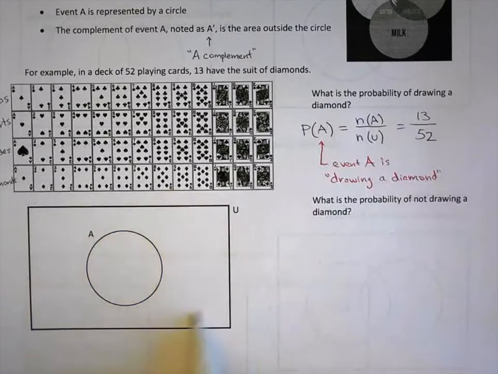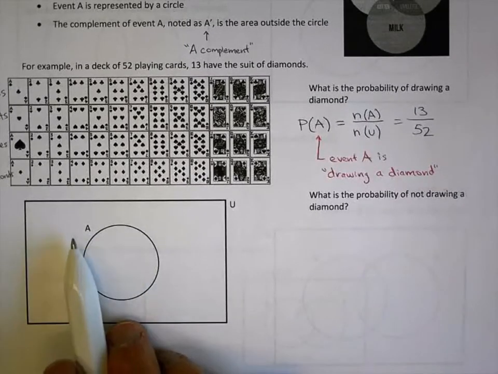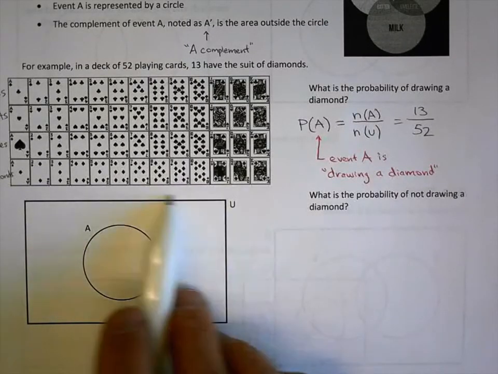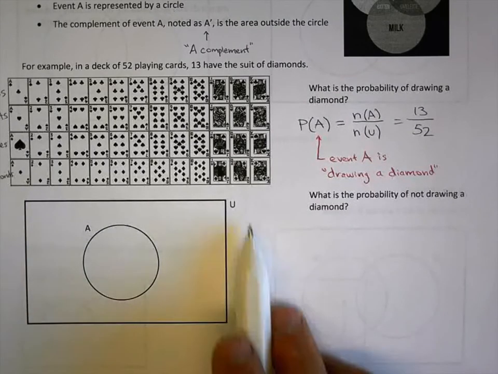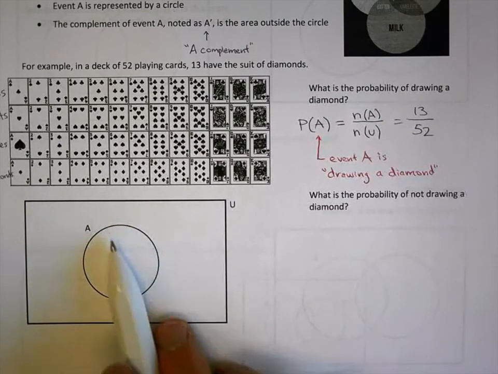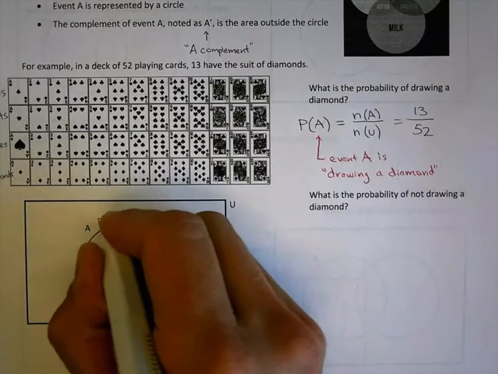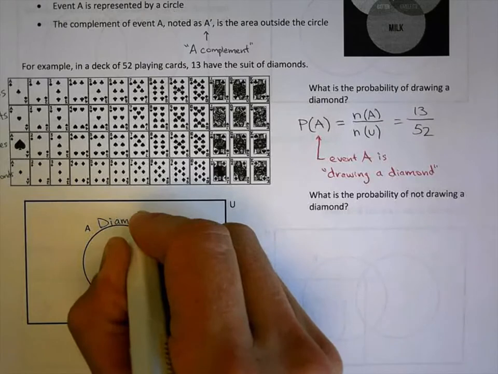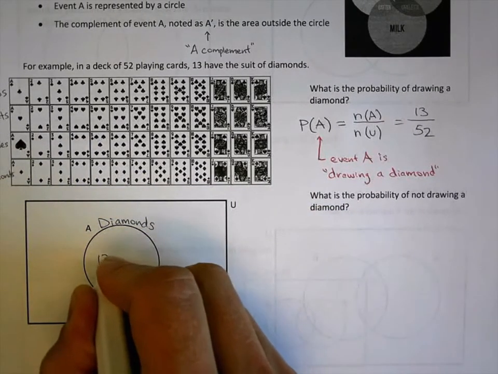If I wanted to represent this on a Venn diagram, so here's my Venn diagram, the flag of Japan for some of you, if you were to color it red. The box U represents all of the cards in my sample space, all 52. Event A, or circle A, is this event, which is diamonds. So this is all the diamonds. And how many cards are in this circle? 13 cards.